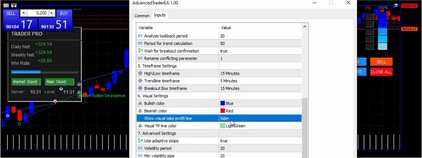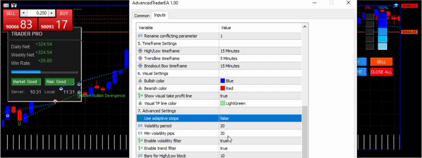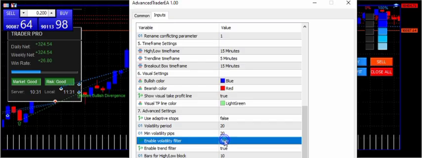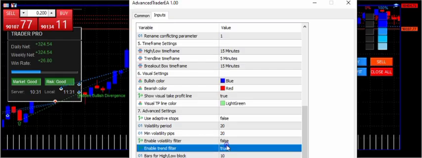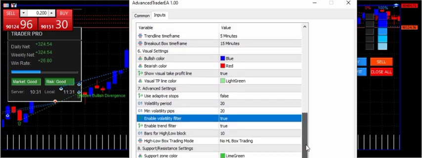Now we have visual take profits. It will show you the take profit line or it will not show it. Then under advanced settings we have use adaptive stops. This adaptive stop analyzes the market by itself and puts a stop loss when necessary. Then we have minimum volatility pips. Now, what is the volatility of the market? How fast, how volatile is the market? It calculates this volatility in pips in order to place any position for you. If this is enabled, it will function. So this will analyze the trend and the volatility of the market before any execution.